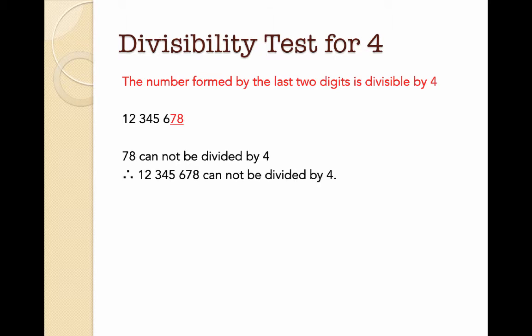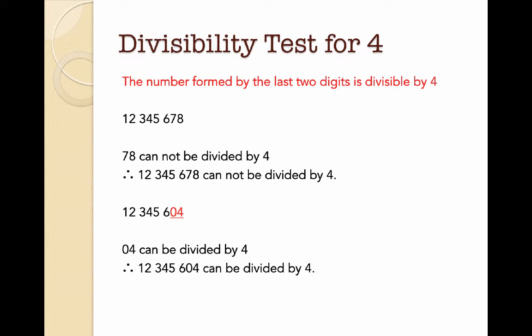However, if I change those last 2 digits into something that can be divided by 4, let's say 04, so this is 12,345,604, I know that those last 2 digits, that number that is formed, can be divided by 4. This means that the big number can be divided by 4. How many times? Who cares? That's not what this video is about. This video is just about whether or not it can be divided by 4.